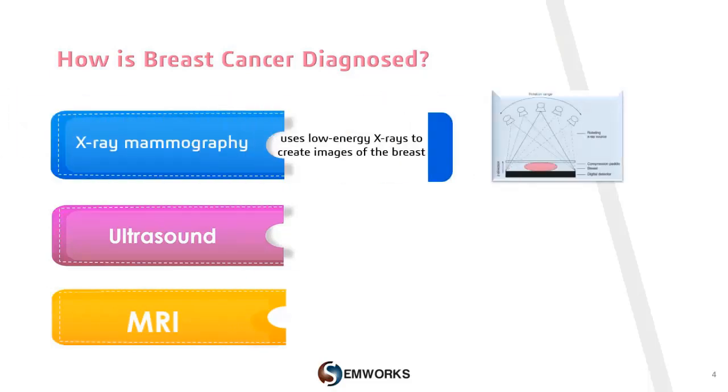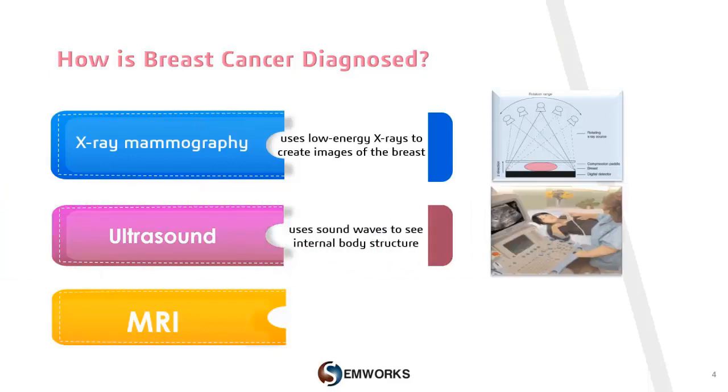X-ray mammography uses low-energy X-rays to create images of the breast. It is commonly used for early breast cancer diagnosis. Ultrasound technique uses sound waves to see internal body structure. Ultrasound has low resolution and does not distinguish between malignant and benign. It's mostly used as a secondary technique.